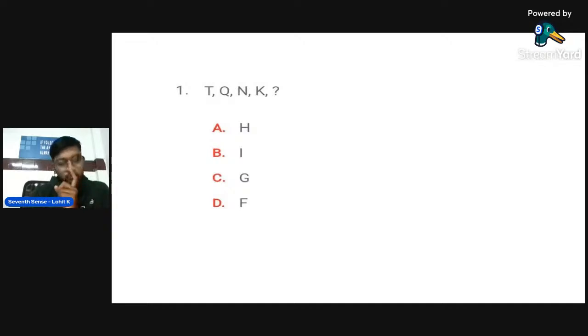Okay. The best thing you can do in letter series is to follow the numbers of the alphabets. Like that, you should know all the alphabets.